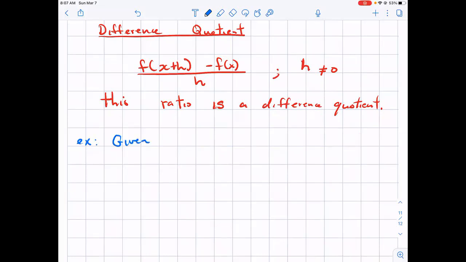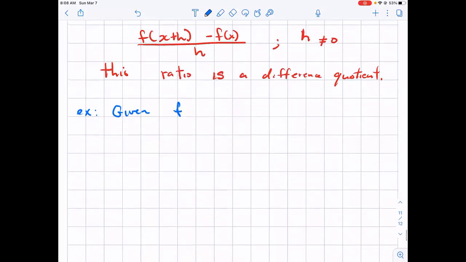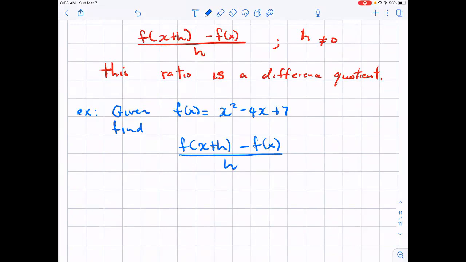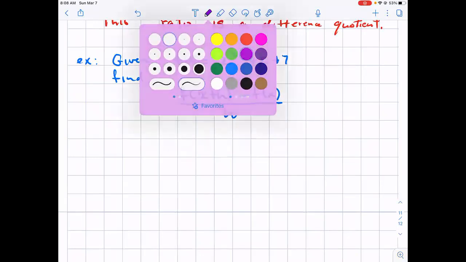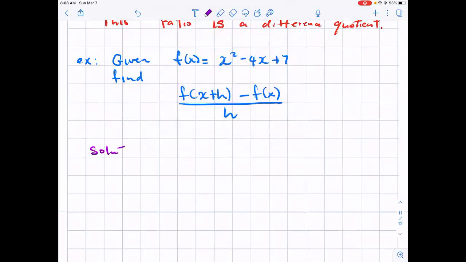Let's say we're given f of x equal to x squared minus 4x plus 7. And we want to find f of x plus h minus f of x, divided by h. Now, what I like to do is to break this up into parts. So let's look at our solution.